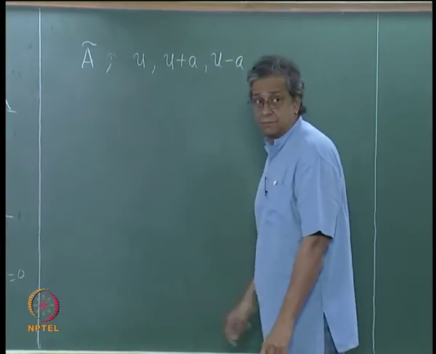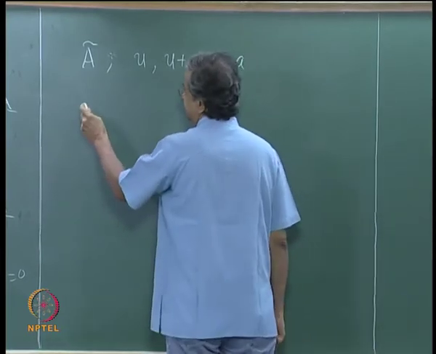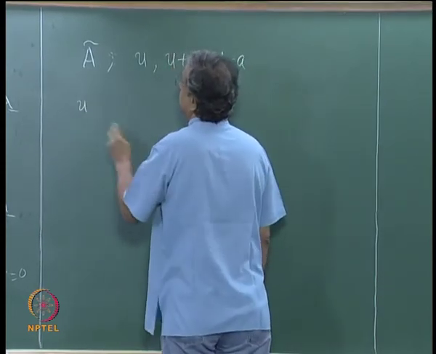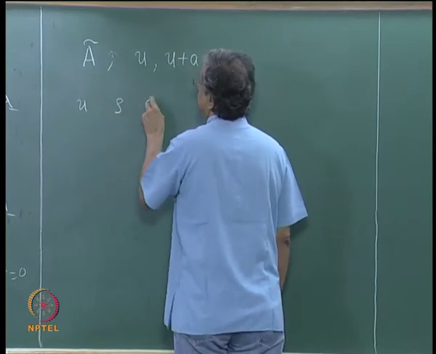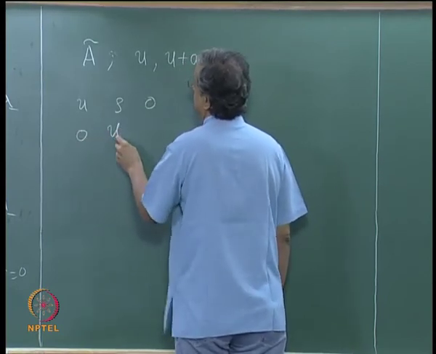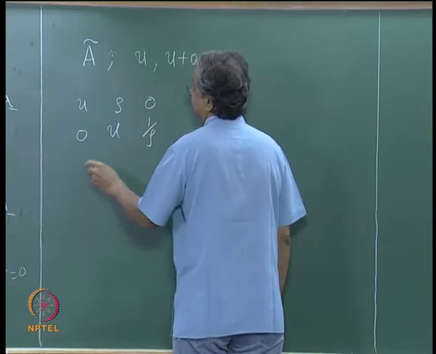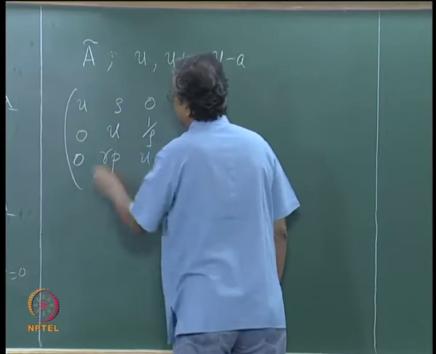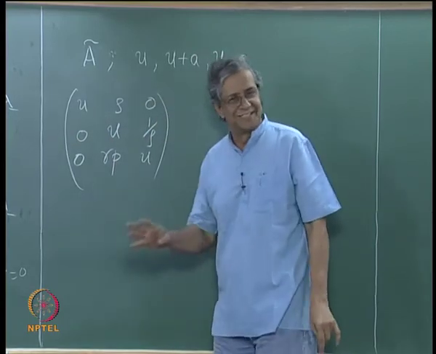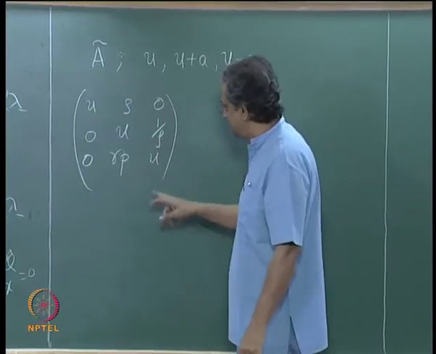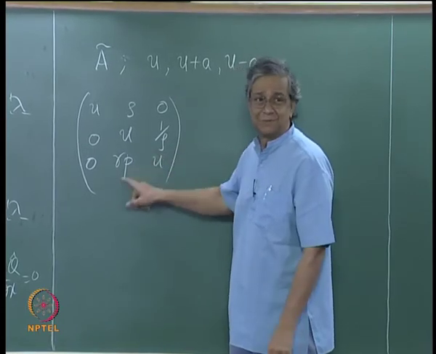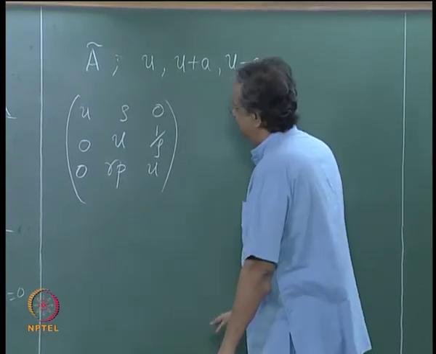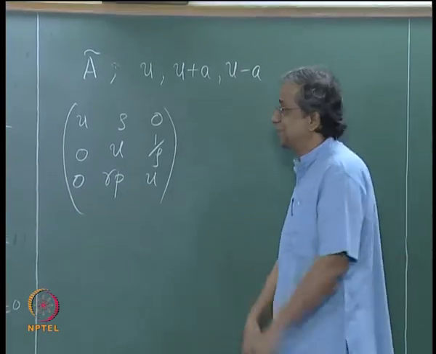And what was A tilde? You remember? A tilde is a relatively simple matrix: u, rho, 0; 0, u, 1 by rho; 0, gamma p, u. Actually, this matrix I do not have a difficulty remembering, because I know it is u's along the diagonals, and I remember the gamma p that is here, and there is a 1 by rho there. You understand what I am saying? So this matrix I don't have as much difficulty remembering.